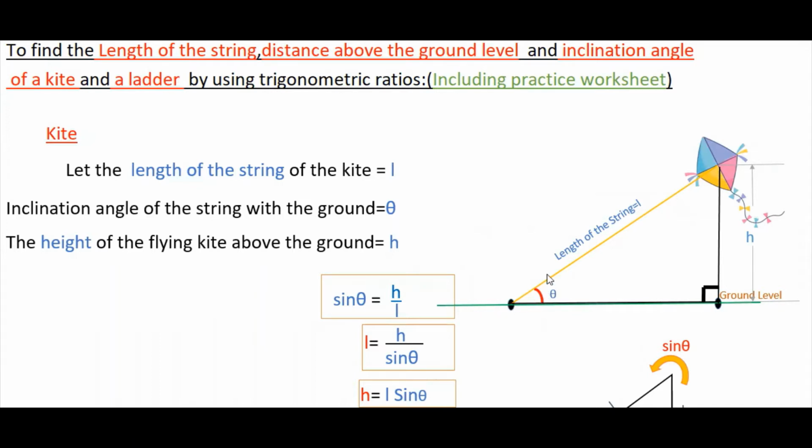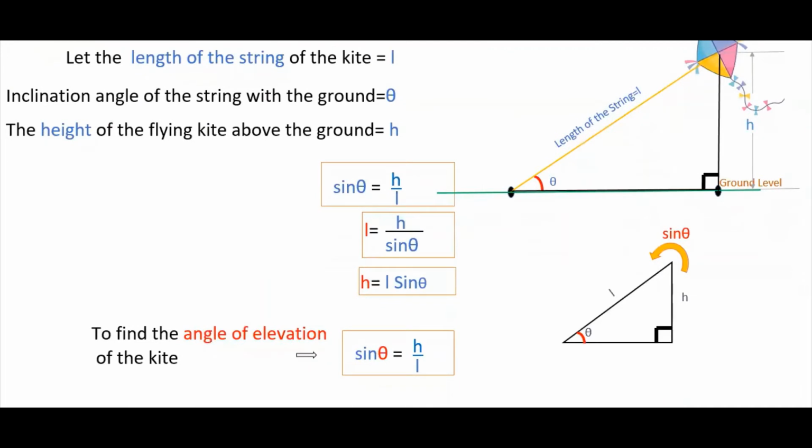The inclination angle between these two is theta, and this is the height of the flying kite above the ground, that is h. Here you can see this is a right triangle, so this is the opposite side and this is the hypotenuse. So we can use the trigonometric ratio sin theta is equal to h by L. From this you can find L is equal to h by sin theta, or h is equal to L into sin theta, or you can find the angle of elevation. If you know h and L values, you can find the angle of elevation by using sin theta is equal to h by L.